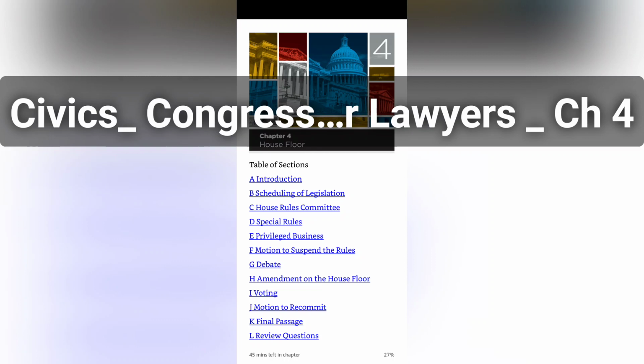Chapter 4, House Floor. Table of Sections, lettered A through L. Introduction, Scheduling of Legislation, House Rules Committee, Special Rules, Privileged Business, Motion to suspend the rules, Debate, Amendment on the House floor, Voting, Motion to recommit, Final passage, Review questions.